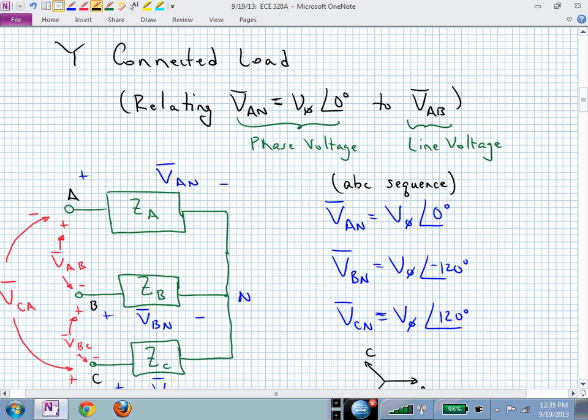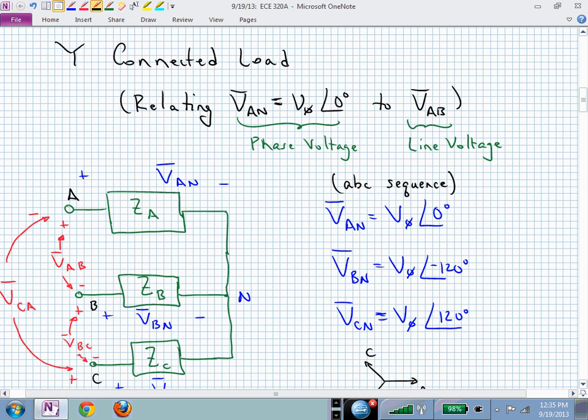We had a Y-connected load, and we want to relate the phase voltages, all these voltages, from a terminal, A, B, or C, to the neutral location in that Y-connected load, capital N. In this example that we worked through, we assumed we have a positive phase sequence, an ABC sequence.